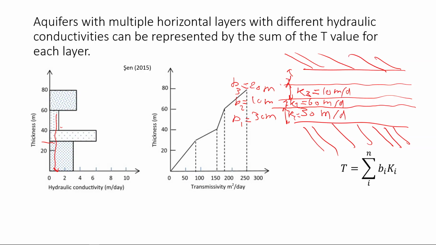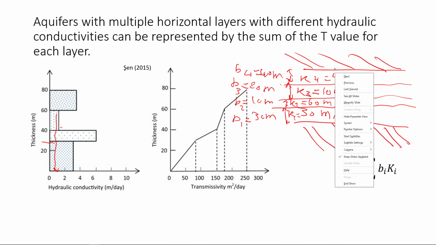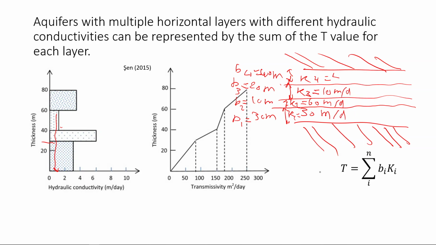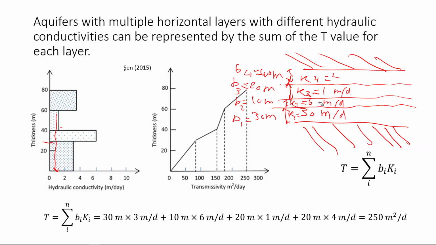And then finally, the last unit here, B4, is 40 meters, and the hydraulic conductivity K4, I think you read it from here, it's about 4. Sorry, I have typos here. This is only one. So this is one, this is six, and this is three. So K4 would be equal to 4 meters per day.